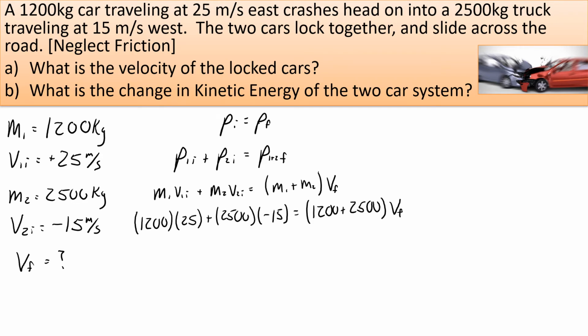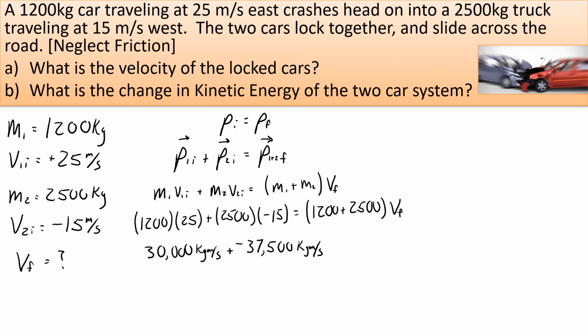And we'll actually do the initial momentum of the first car. The car is traveling east with 30,000 kilogram meters per second, plus the total, the vector sum of the momentums, right? Because these are vector quantities. Okay, the vector sum, meaning if this is traveling west, this is negative 37,500 kilogram meters per second.